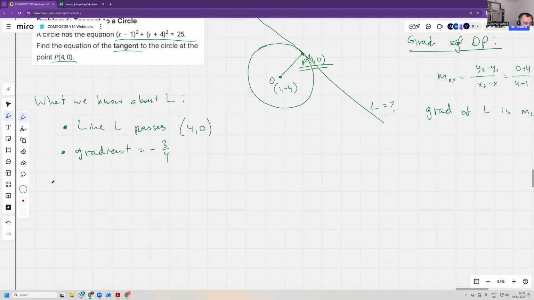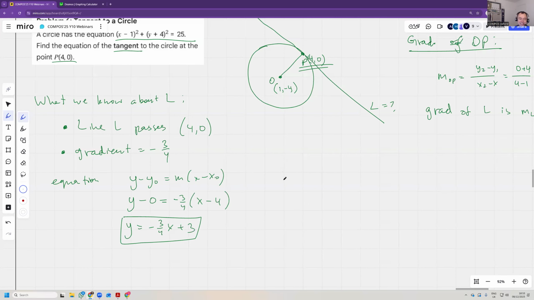Once we know this, we use the equation y minus y0 equals m times x minus x0. Hope that makes sense. So y minus 0 equals minus 3/4 times x minus 4. Open brackets, y equals minus 3/4 x plus 3. Lovely. And that's the equation of the tangent.